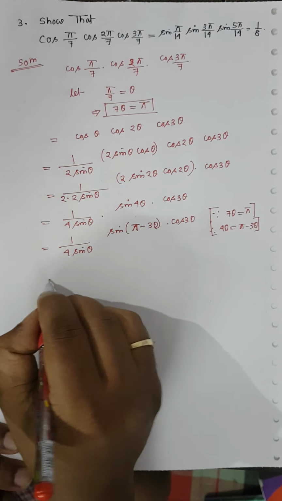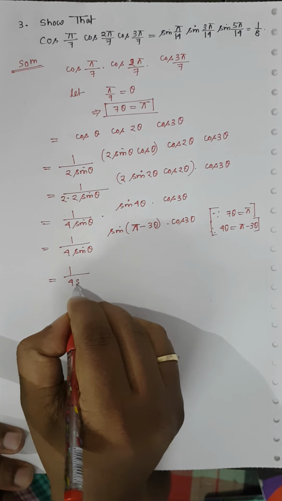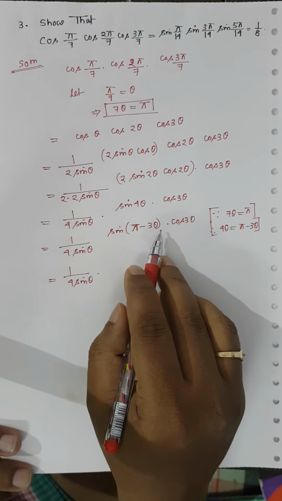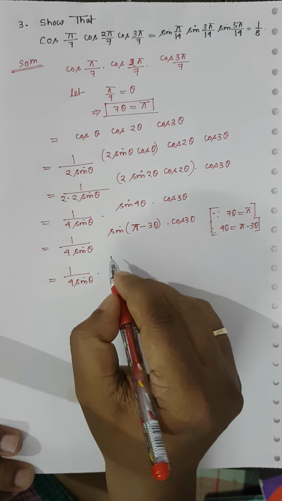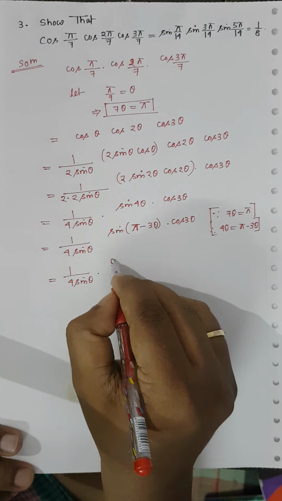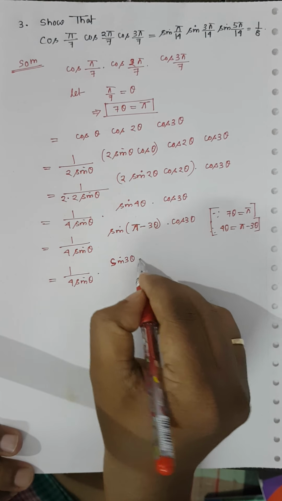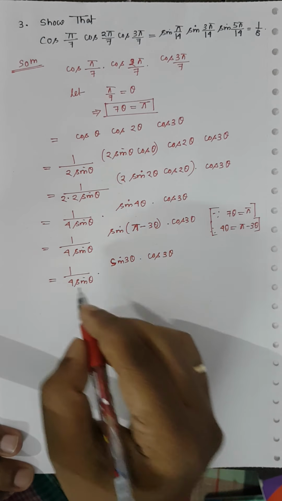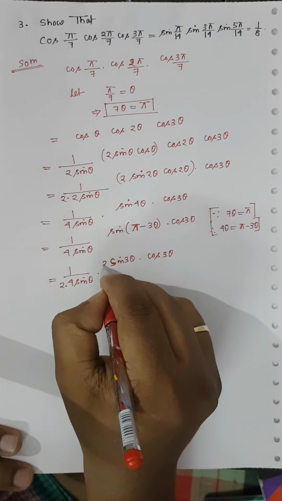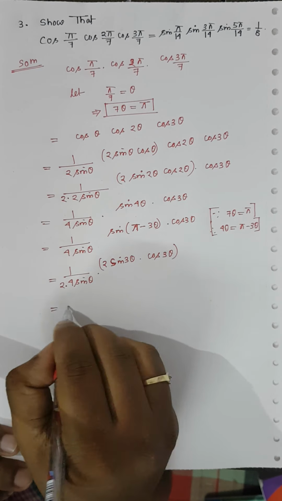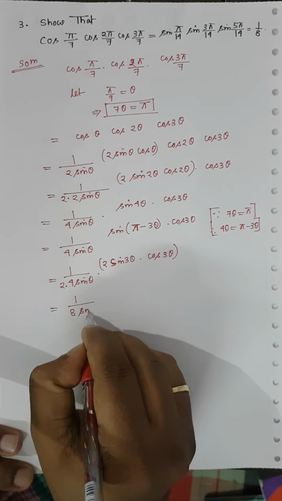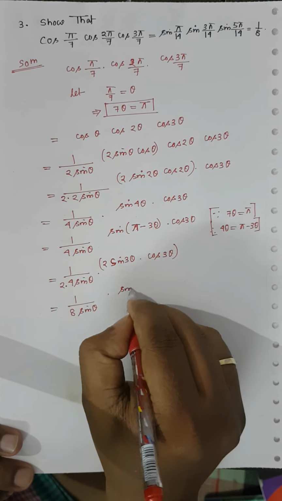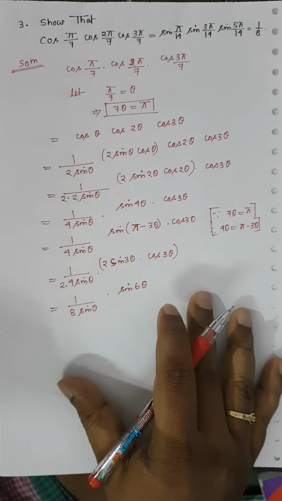Okay. Now 1 by 4 sine theta. What is sine pi minus 3 theta? I know in second quadrant sine is positive. So this is equivalent to sine 3 theta into cos 3 theta. Now again I am getting sine A cos A. So if I multiply by 2, I will write 2 into this. This is 1 by 8 sine theta. Again twice sine A cos A is equal to sine twice A. So it becomes sine 6 theta.